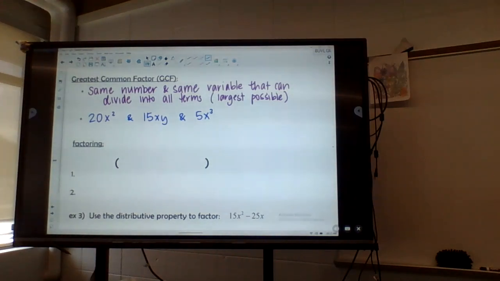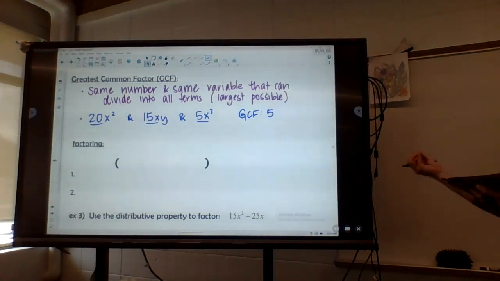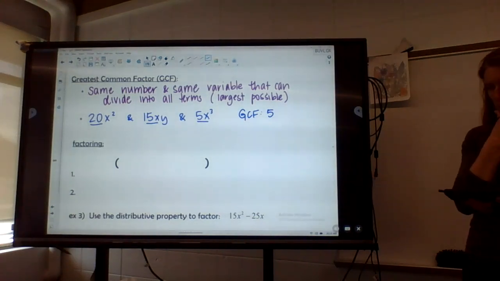So what's the number that would go into, and when I say goes into, it means divides into evenly out of all of those? Yeah, go ahead. 5. So if I want to list out our GCF, the 5 would be the largest number that can divide into any of those numbers. So 5 can be divided by 5, 15, 20, they all can be divided by 5.